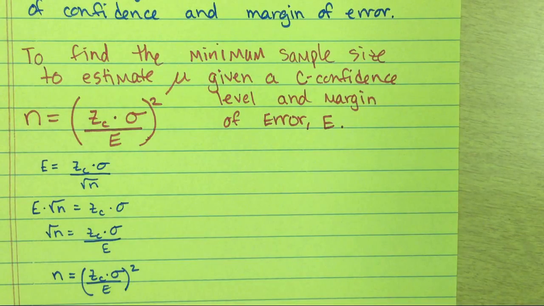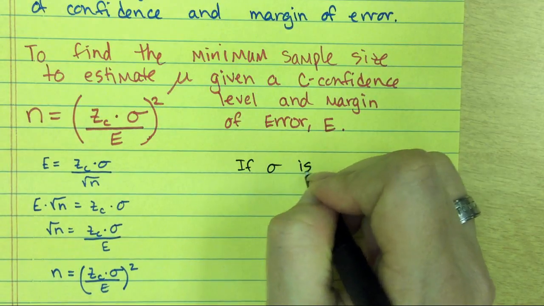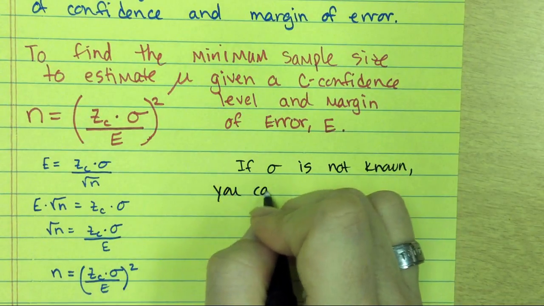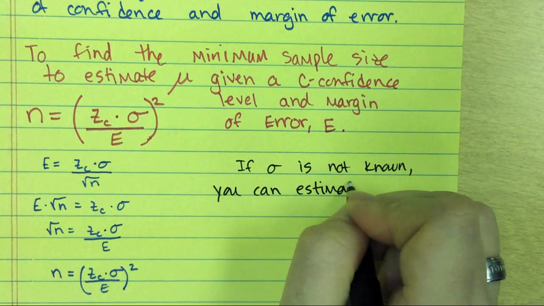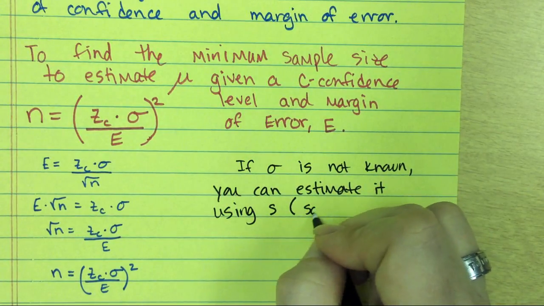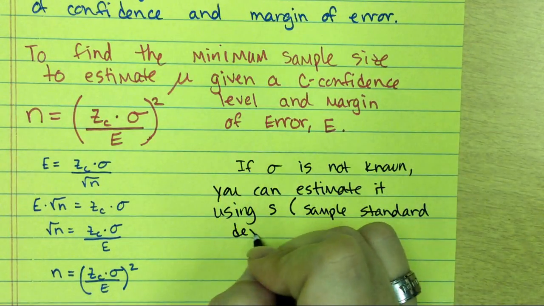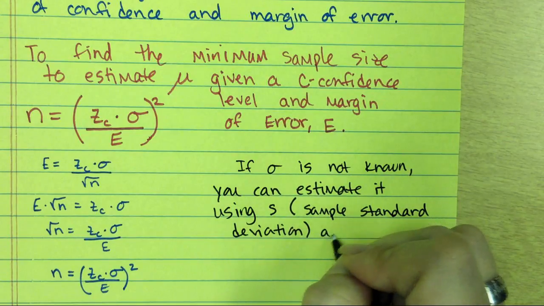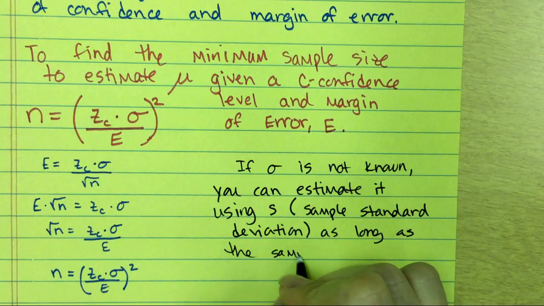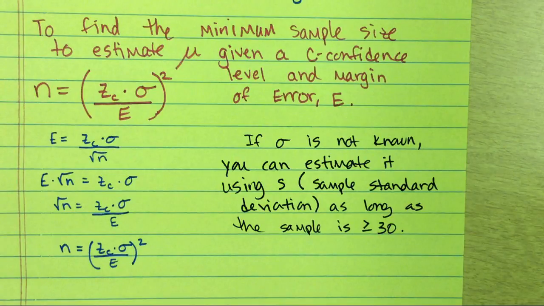Okay, so what if you don't know what sigma is for your population? If sigma is not known, you can estimate it using S, which was the sample standard deviation, as long as the sample is at least 30. There's that magic number again.